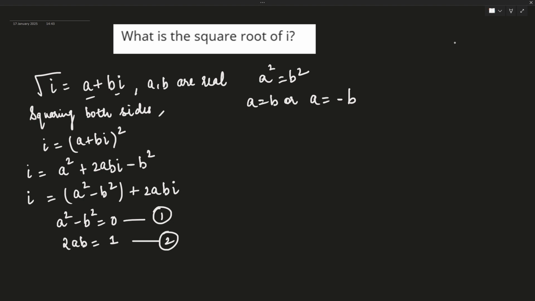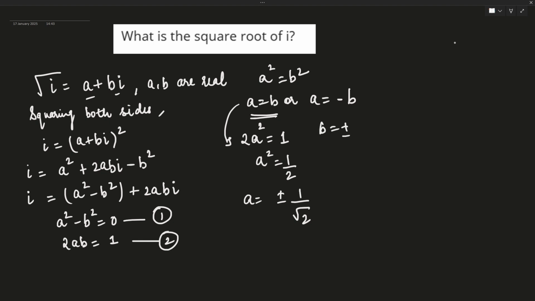Now we'll use a = b in equation number 2. So we'll get 2a² = 1. We have substituted this over here. So a² = 1/2, so the value of a is ±1/√2. And therefore, to find b, we put the value into the equation, so we get b = ±1/√2.